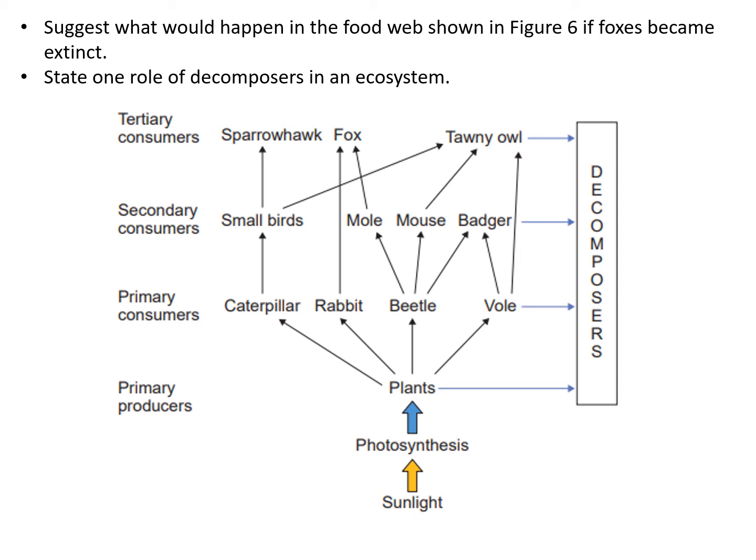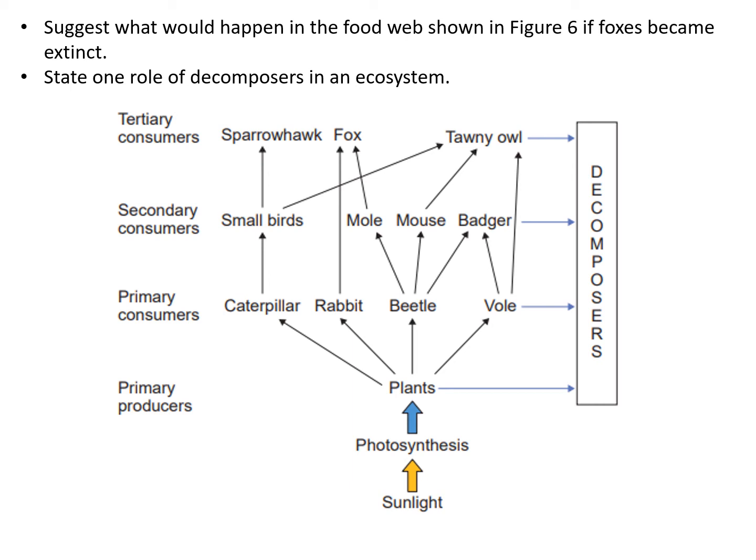If foxes became extinct, then fewer moles and rabbits would be eaten, so their numbers would increase as more survive. Moles eat beetles, so as mole numbers increase, beetle numbers would decrease. Rabbits eat plants, so if rabbit numbers increase, more plants will be eaten. If more rabbits eat more plants, then they are in competition for food with the caterpillars and the voles, who also eat the plants, so maybe caterpillar and vole numbers will decrease.